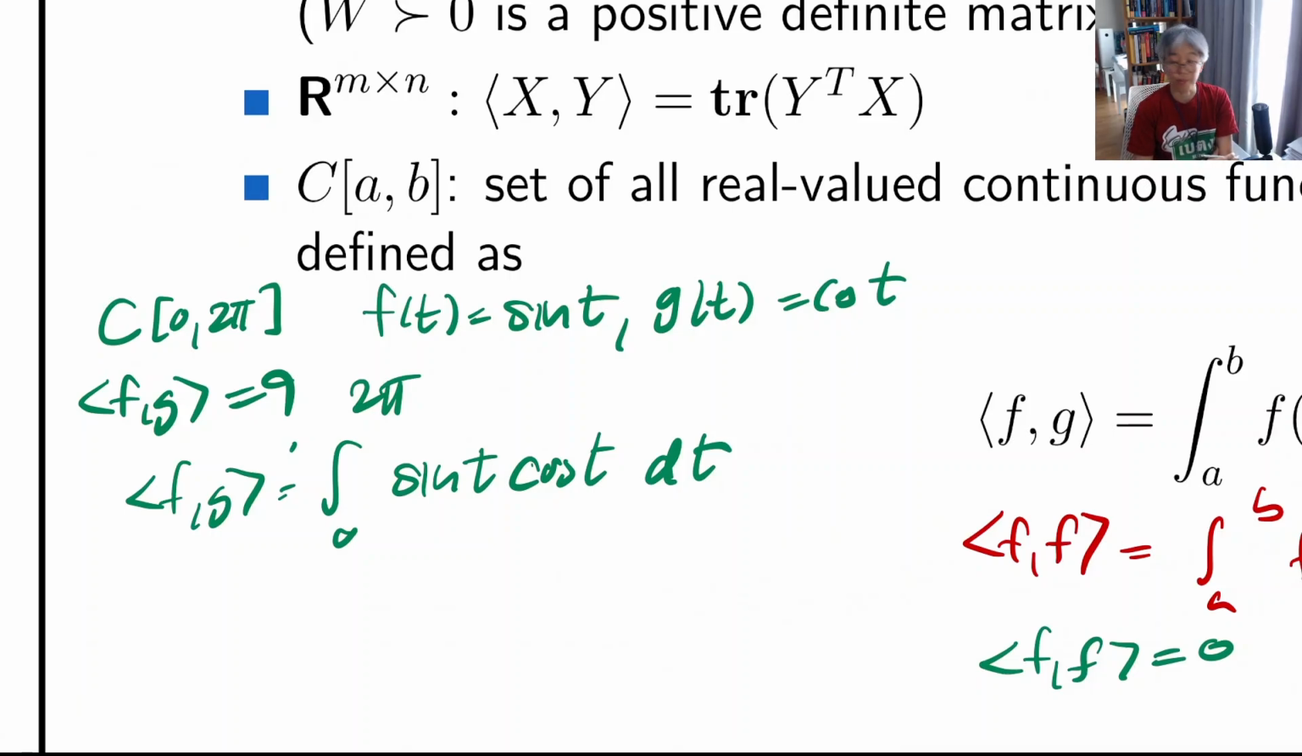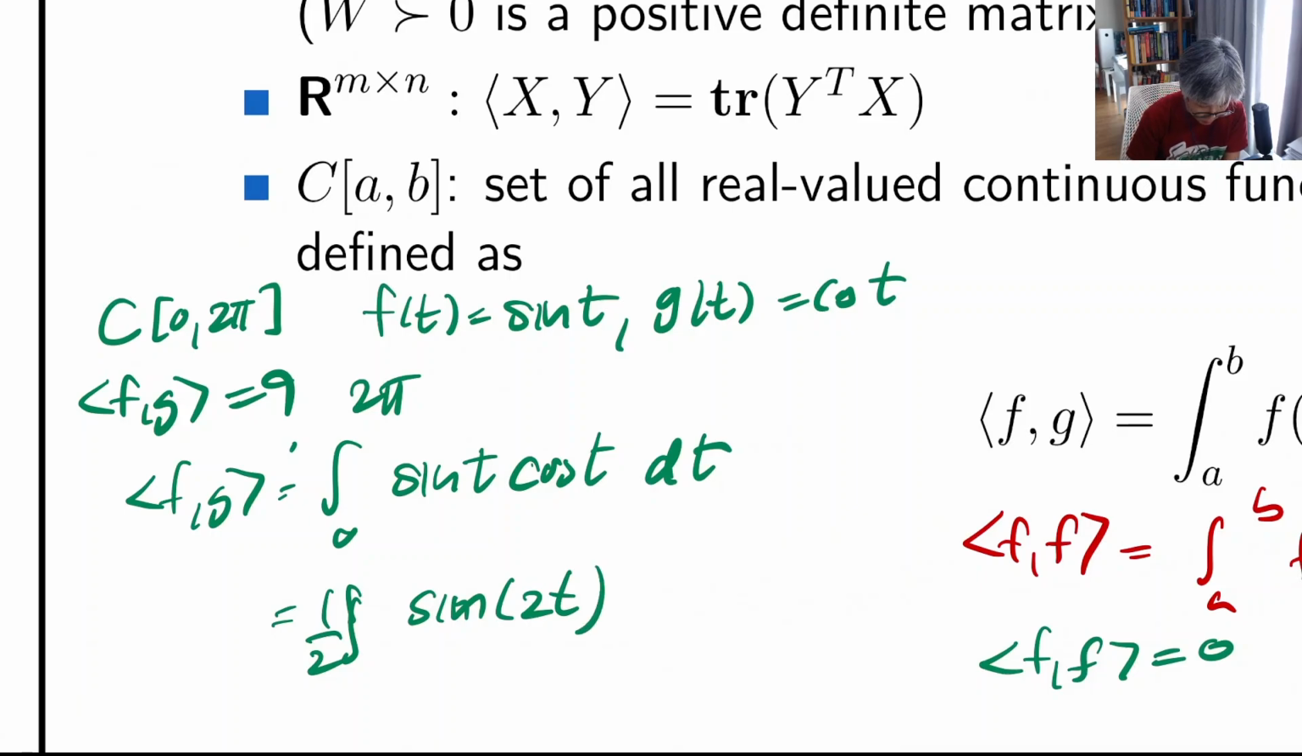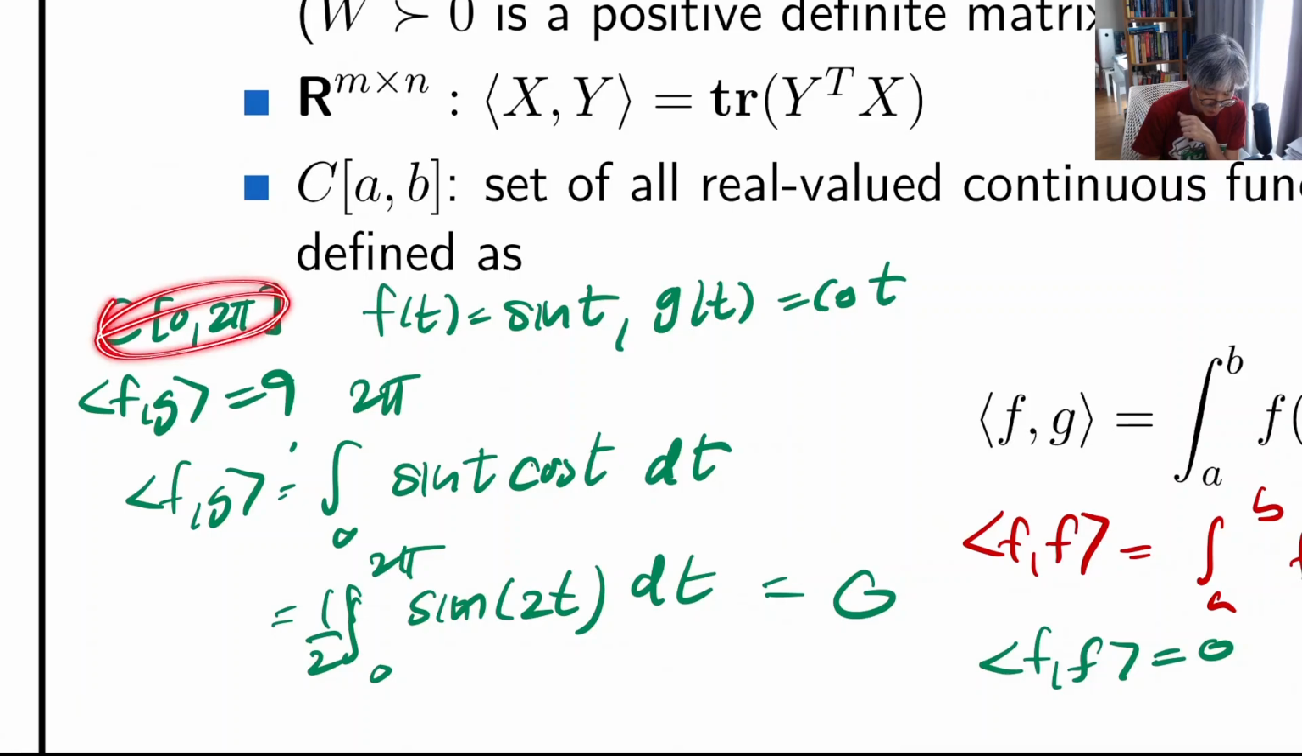Just that. What is the integral of this? I hope it's not hard, because you can change it to the sine of 2 times the angle, right? From 0 to 2 pi. And that integral turns out to be 0. So the inner product between sine t and cosine t with respect to this set is 0.